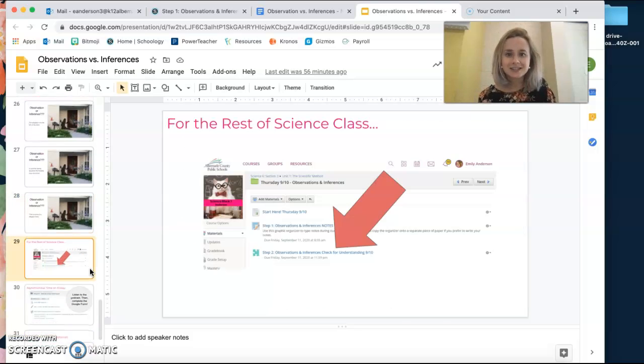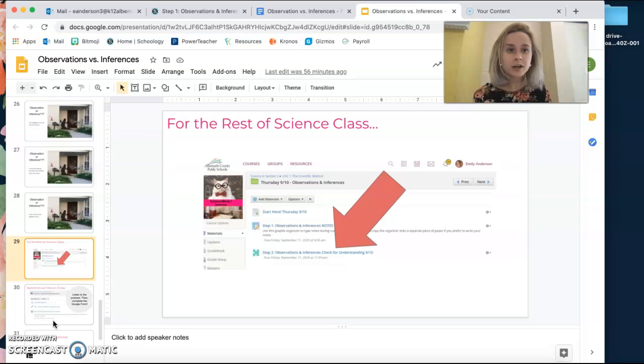All right, here's your next task. For the rest of our Schoology session this Thursday, September 10th, you are going to click Step 2, Observation and Inference, Check for Understanding. You are then going to press Submit, and you're done for the day.